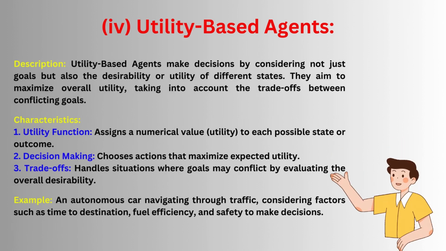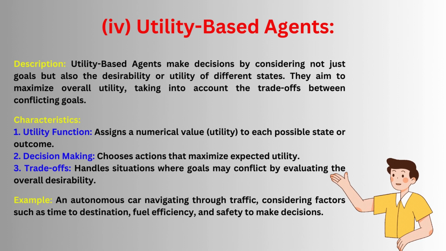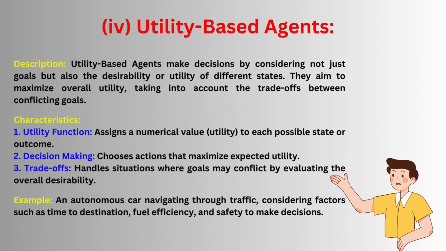Fourth, utility-based agents. Make decisions based on maximizing overall utility, considering desirability and trade-offs. Characteristics: utility function, decision-making, handling conflicting goals. Example, autonomous car navigating through traffic.